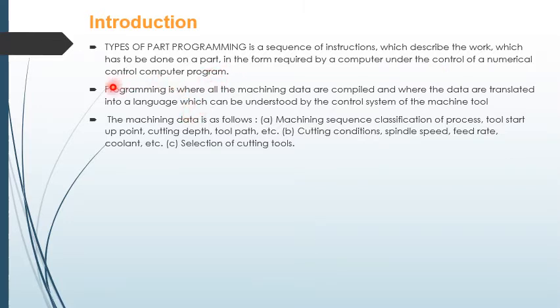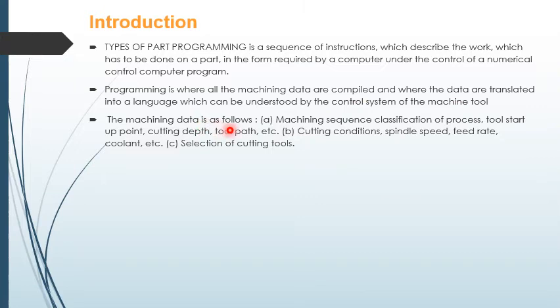The programming we need to see is where all the machining data are compiled, and where the data are translated into a language which can be understood by the control system of the machine tool. Our main working system is the machine tool and its control system, which understands only one language, and that is a program. That format is needed to transmit through some memory devices to the control system of the machine tool, so that as required we can produce the part.